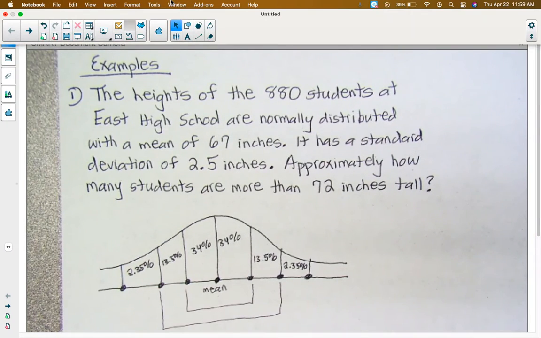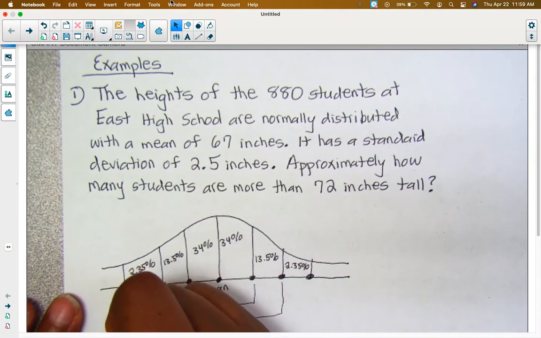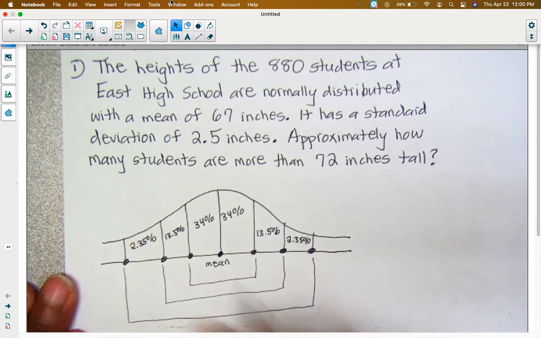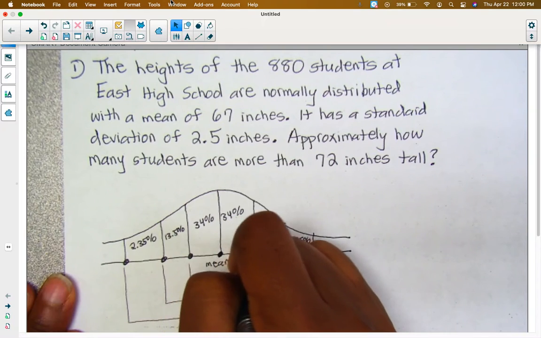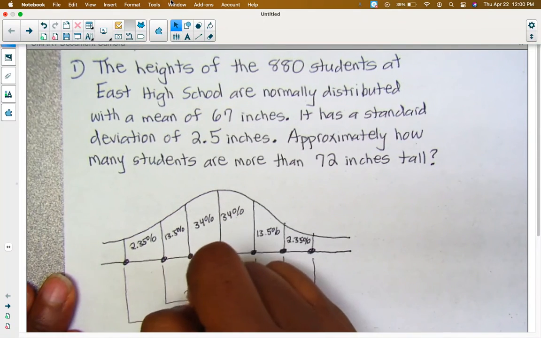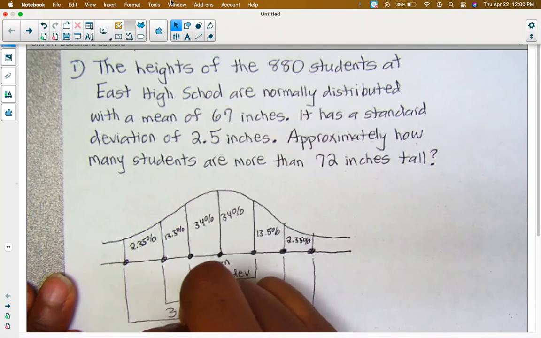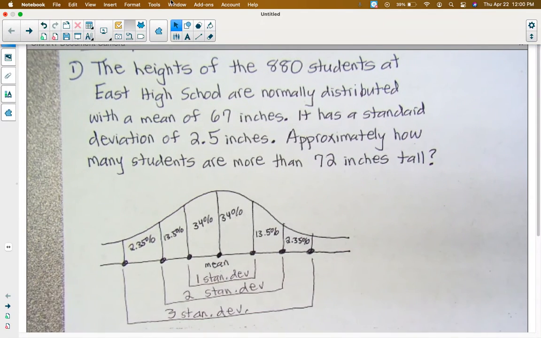This will always be 2 standard deviations from the mean. So notice this is my mean. I went down 2 standard deviations, so they're below the mean, and this goes up 2 standard deviations. And this last one is always 3 standard deviations from the mean. So this is 1 standard deviation, this is 2 standard deviations, and this last one is 3. I abbreviated standard deviations there.